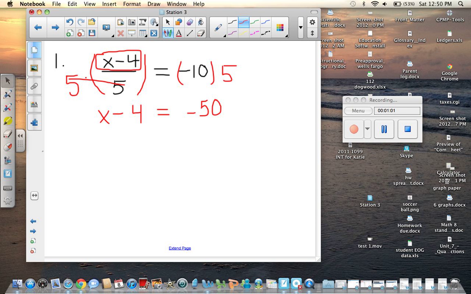Now what is keeping the x from being alone is the 4, and the 4 is being subtracted from the x. We want to focus on this sign right here. We're going to use the inverse operation, and we're going to add 4 to both sides.